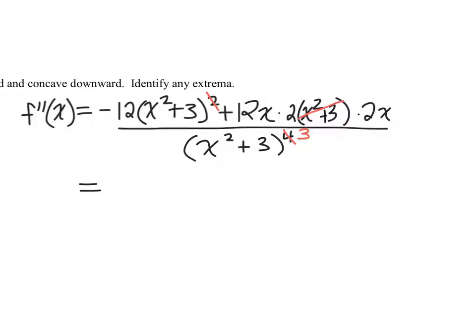So we can distribute on the top only. Negative 12x squared minus 36. And then we'll have, really, it's just multiplying these three things. So 12, 24, 48x squared, so plus.